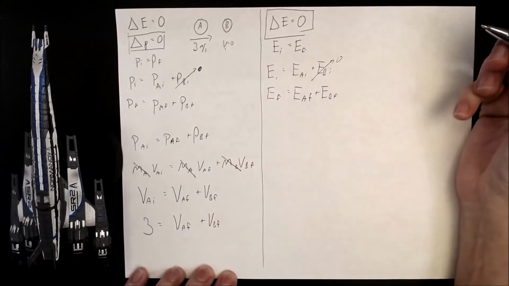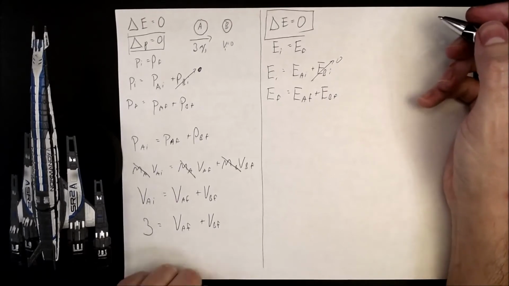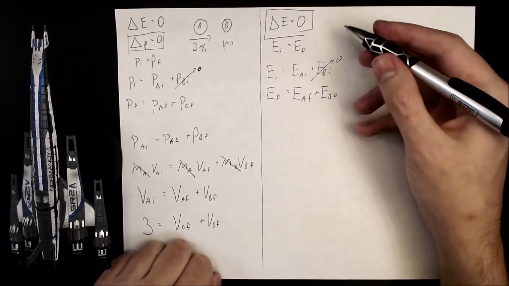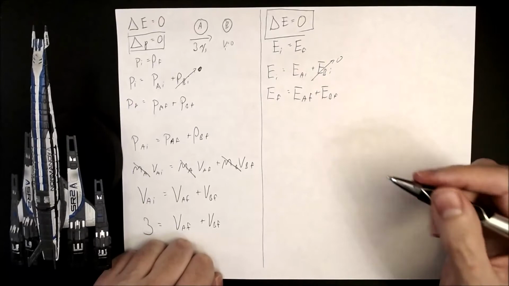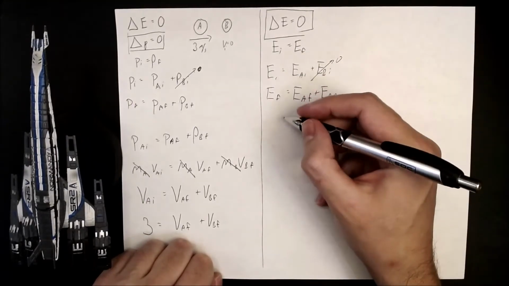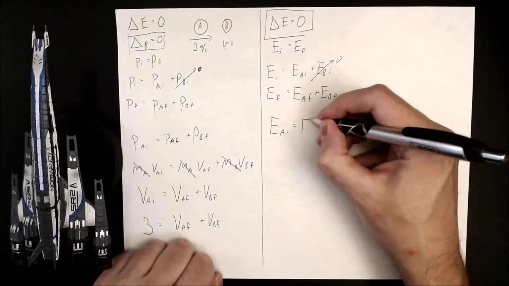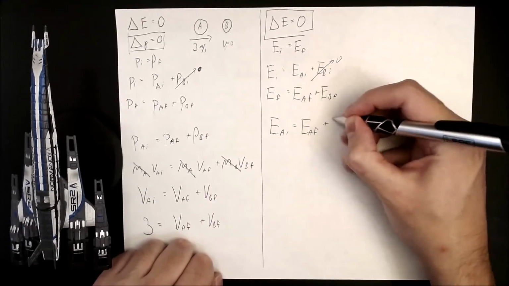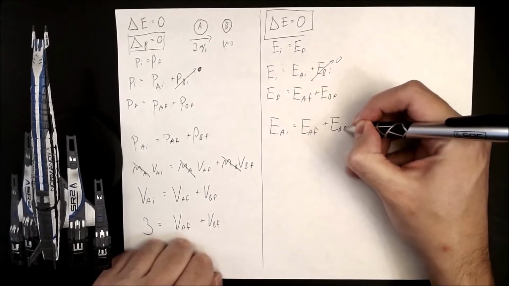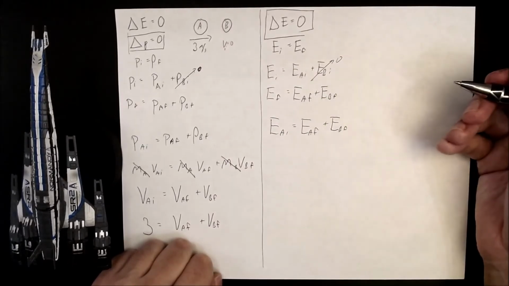And same logic, energy B initial has got to be 0. Now we can just plug these in to our initial and final energies, and we get that energy A initial is equal to energy A final plus energy B final. We can plug in our equations.